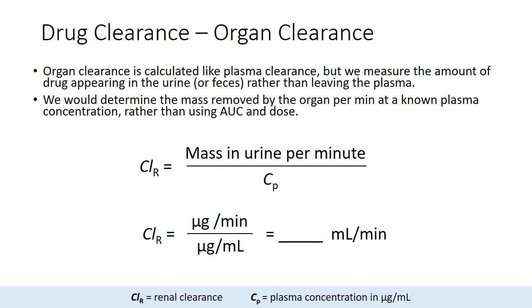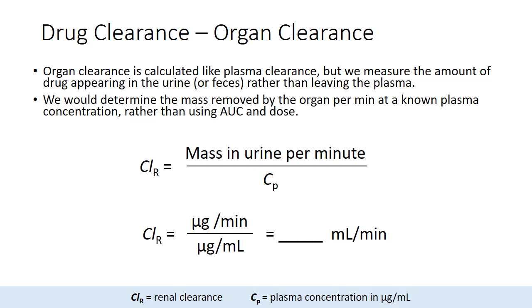So renal clearance in this example would be mass of drug in the urine per minute divided by the plasma concentration. So think about that. I'm saying, well, how much mass, or we'll say milligrams of drug is showing up in the urine per minute? And I say, well, whatever that mass is, if I know the plasma concentration, I could figure out what volume of plasma that corresponded to, right? What volume of plasma did that correspond to?